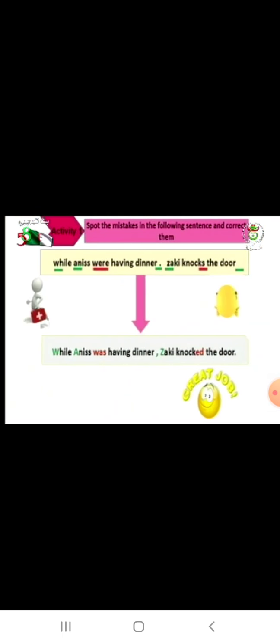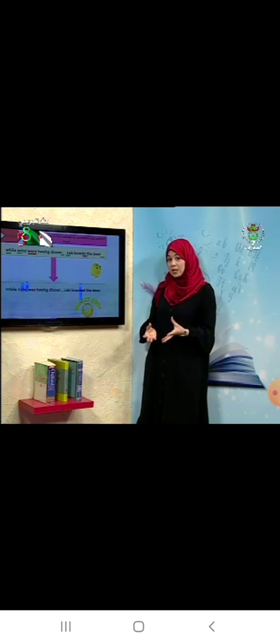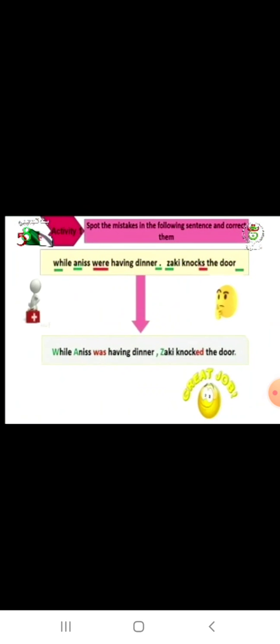While, W capital letter. As you know, each sentence is started with a capital letter. Whatever it is, it must be capitalized. The next one, Anis. Anis is a proper noun, so here it must be capitalized too. Next, Anis is a singular noun, so we can't use here the form were of the auxiliary to be in the past simple. So, it is was having dinner, and the first clause is with the while, so here we need a comma between the 2 clauses.